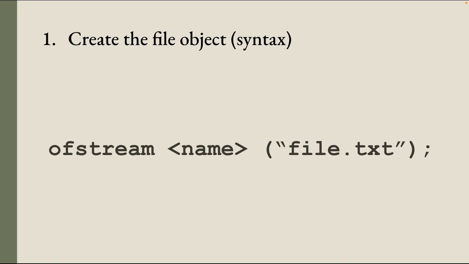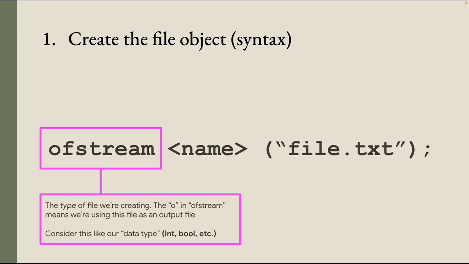So let's see output files. Same syntax pretty much, except we're changing that I into an O. This just means go from doing input to doing output. So now I have OF string, which just means output file string. This is how I create an object for output file. Same thought process, and it's the same 3 parts that you would need for an input file.